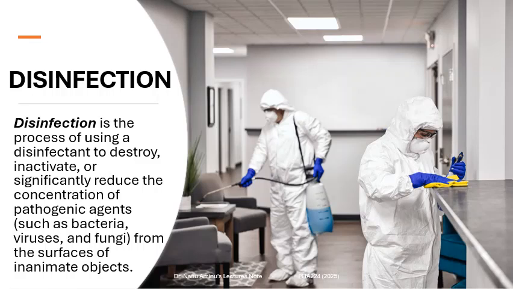So disinfection, just by way of recap, is a process of using a chemical called a disinfectant to destroy, inactivate, or significantly reduce the concentration of pathogenic agents. When we say pathogenic agents, we are referring to undesirable microorganisms that cause problems on our cells and on our products, such as bacteria, viruses, fungi, and so on, from the surfaces of inanimate objects. That is one thing you have to remember. Disinfection is using a disinfectant to destroy, inactivate, or reduce the burden of pathogenic microorganisms from the surfaces of inanimate objects.